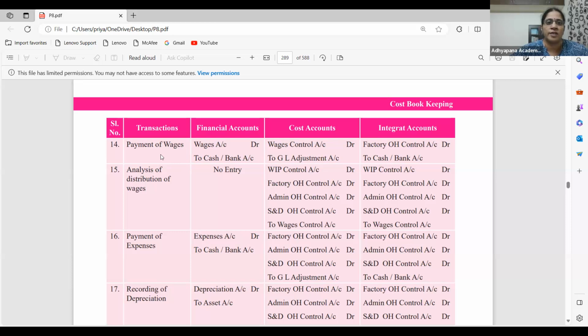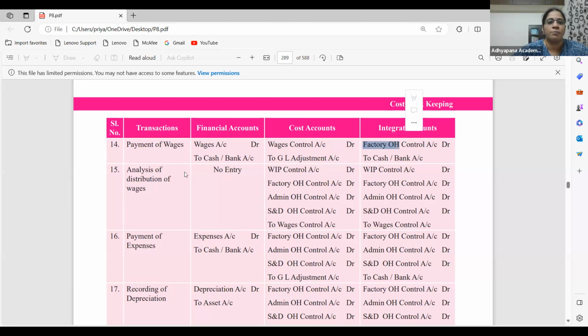Now coming to the next transaction, which is wages. When wages are paid, entry in financial books will be wages to cash. In cost accounts, it is wages control account debit to general ledger adjustment, or if you want, you can write it as cost ledger control account. Under integrated accounting, the debit from cost and credit from financial. So here it is not factory overhead control.